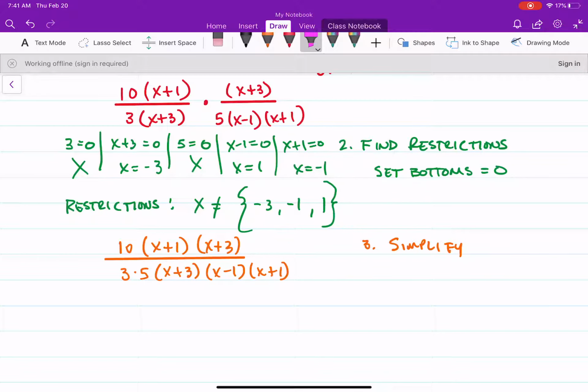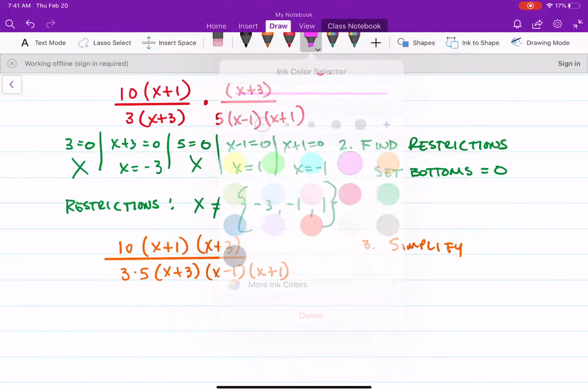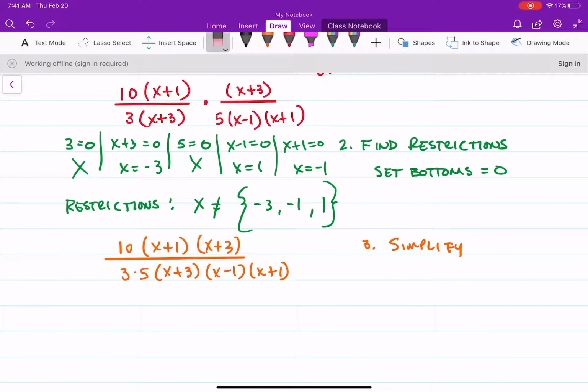So now what we want to do is go through the top and say, okay, is there anything in common that can reduce? So first of all, 10. When we look at 10, we can say that 5 goes into 10 twice, and 5 goes into 5 once.